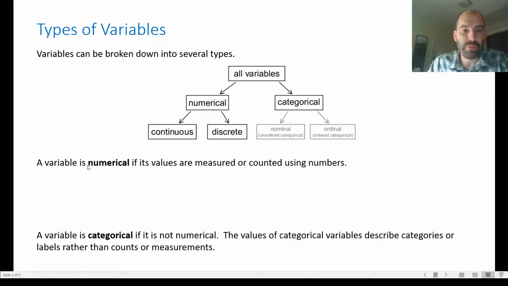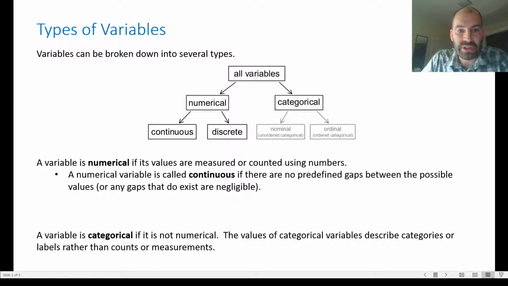A variable is numerical if its values are measured or counted using numbers, of course. Numerical, numbers. A variable is categorical if it's not numerical. So if you're not using numbers, it's categorical. They describe categories or labels rather than counts or measurements. Now let's talk about these different types of numerical variables.